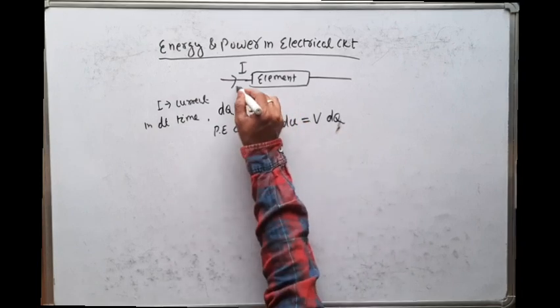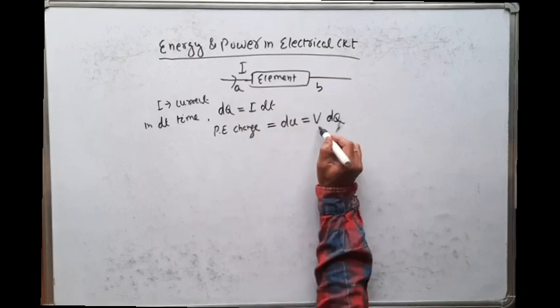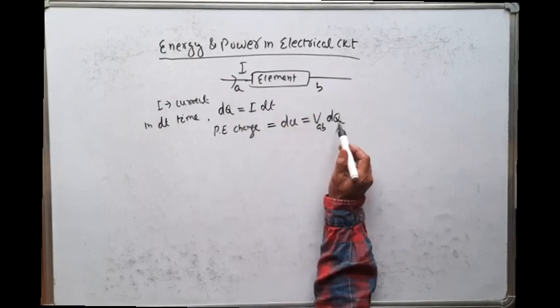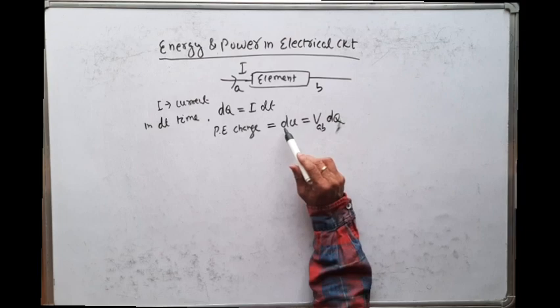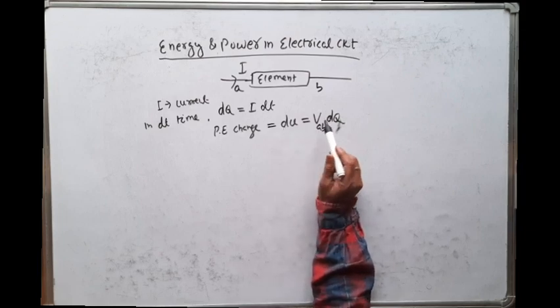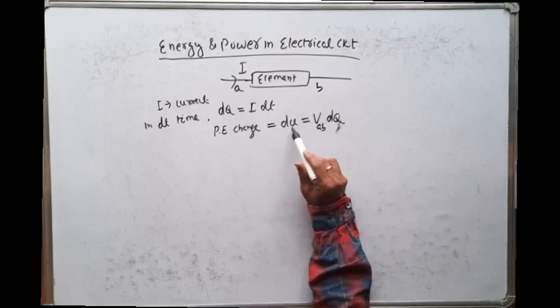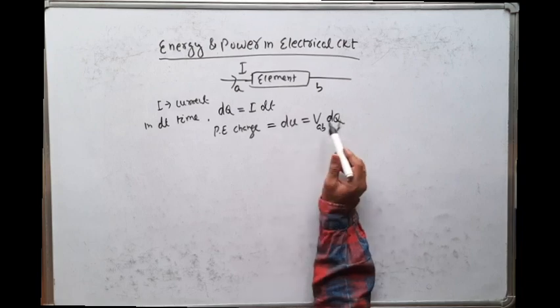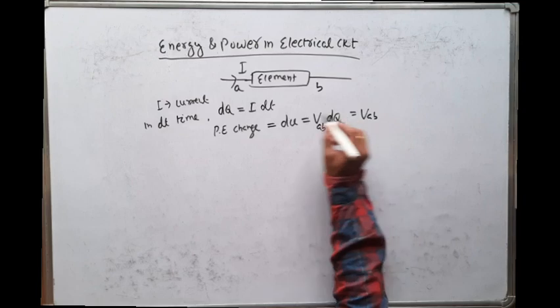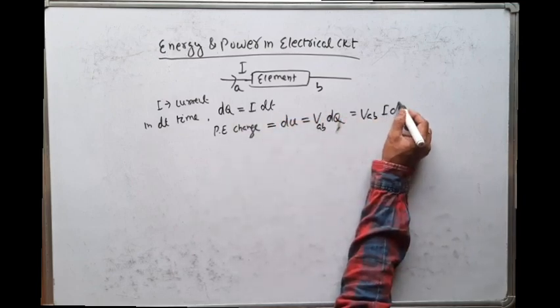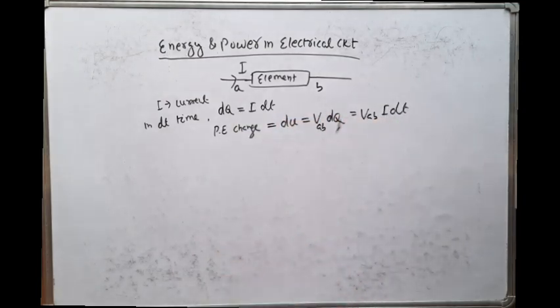So we are taking, suppose this is A terminal, this is B terminal, I am taking VAB into dq. You know that the potential difference between 2 points is the amount of work done by bringing a unity charge from one point to another. So here the potential energy, which is the work done, is equal to V into dq. That is equal to VAB into dq, which is nothing but I into dt. So this is the potential energy.